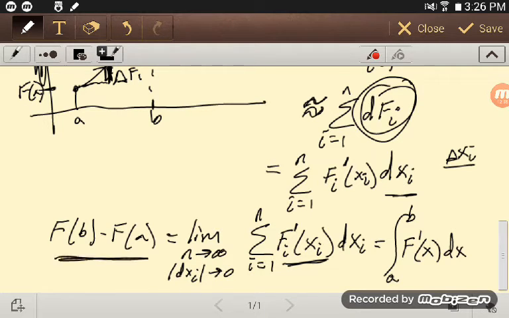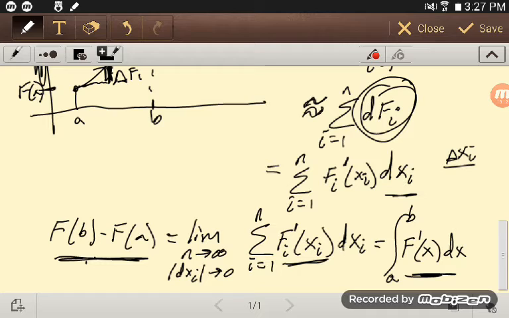And there is our fundamental theorem of calculus, that we can evaluate a definite integral using its antiderivative. Okay, so that's what this says.